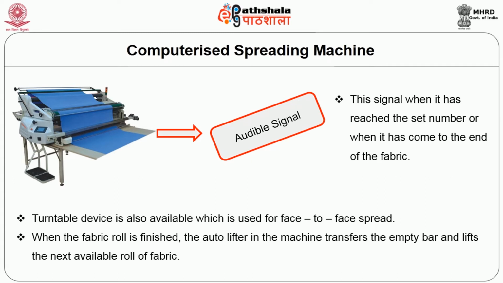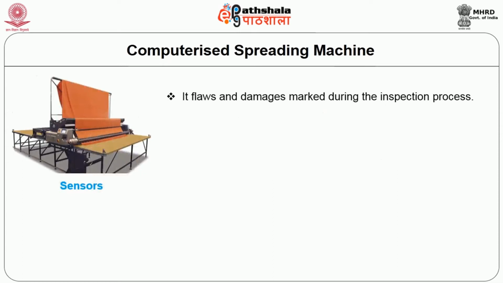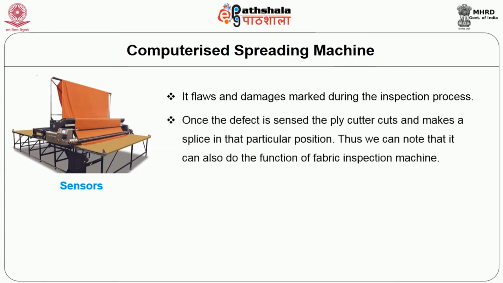When a fabric roll is finished, the auto lifter in the machine transfers the empty bar and lifts the next available roll of fabric to the machine. Some machines have inbuilt sensors which detect flaws and damages marked during the inspection process. These defects, once sensed, are cut by the ply cutter and a splice is made in that particular position.